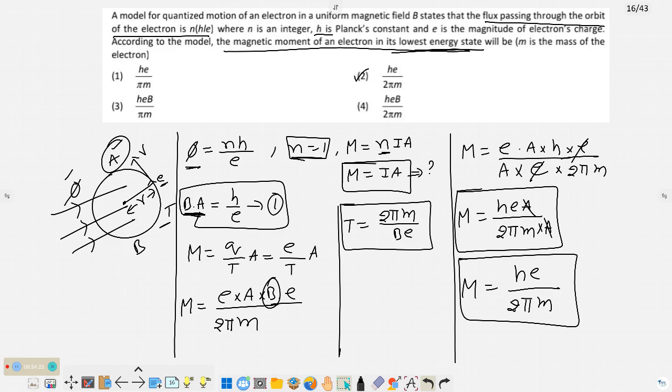Here we need to understand that the electron is revolving in a circular orbit. So there is flux passing, so the flux relation we have to know. And they are asking for the magnetic moment, that relation we have to know. Current is equal to q by t, where t is the time period of the electron. In the magnetic field, the time period of the electron we write in terms of mass and charge, that is 2 pi m by Bq. By solving these three equations, we get the relation h E by 2 pi. The correct answer is the second option.